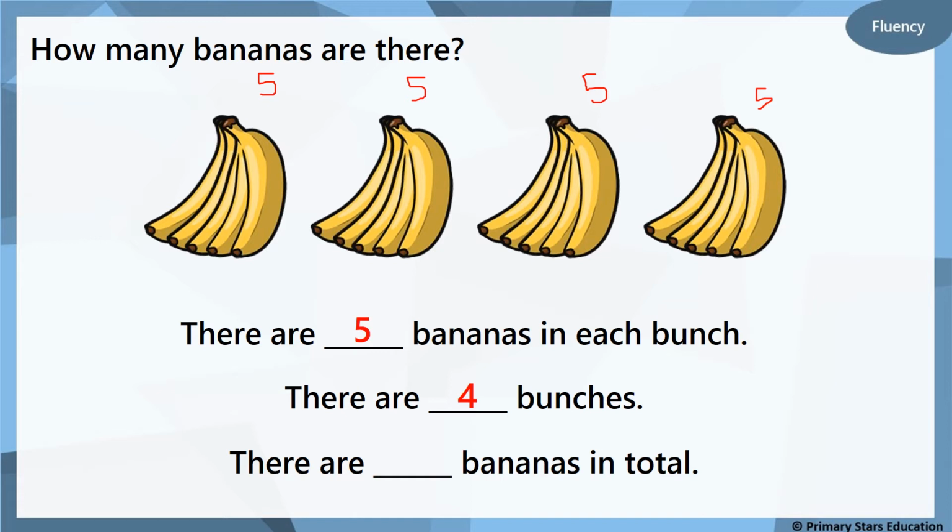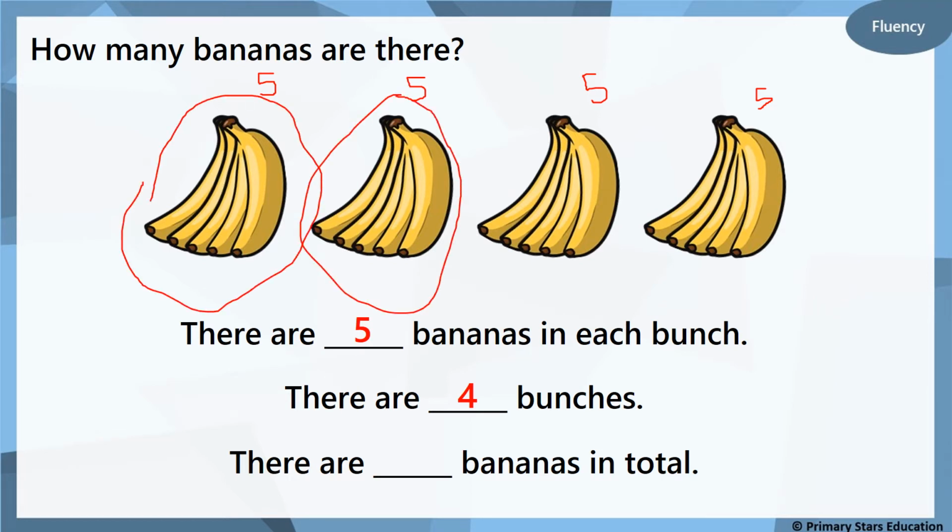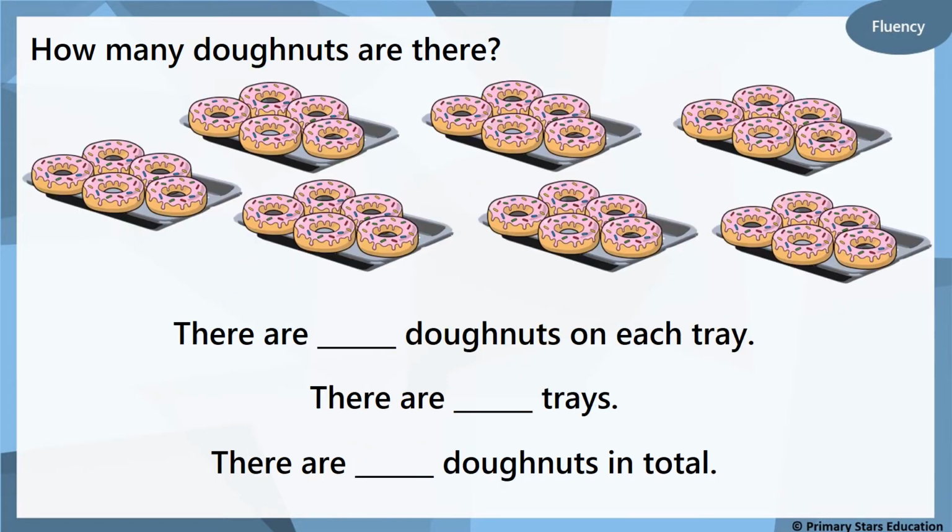Instead of counting each banana one by one, how could we make this easier? What could we count in? We could count in 5s, couldn't we? Let's count in 5s together. 5, 10, 15, 20. There are 20 bananas altogether. So instead of counting 20 bananas individually, we can just count up in 5s. 5, 10, 15, 20.